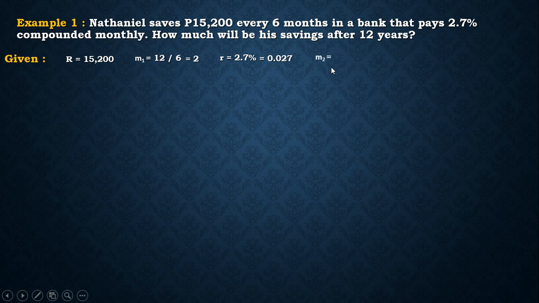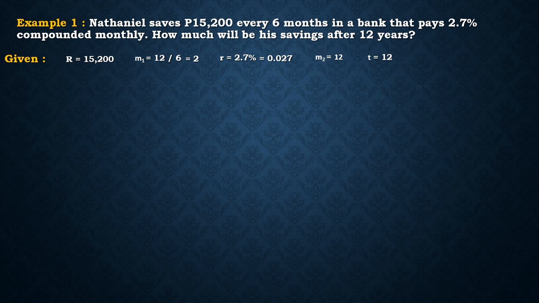Ang M sub 2 natin ay makikita ito doon sa word after the word compounded. So, monthly, so pag sinabing monthly, that is 12. Pag semi-annually, that is 2. Pag sinabing quarterly, that is 4. So, ang M sub 2 natin is compounded monthly, so that will become 12. Ang term natin is equal to 12 years. So, ito po siya. After 12 years, gusto makita ni Nathaniel kung magkano ang sinave niyang pera.